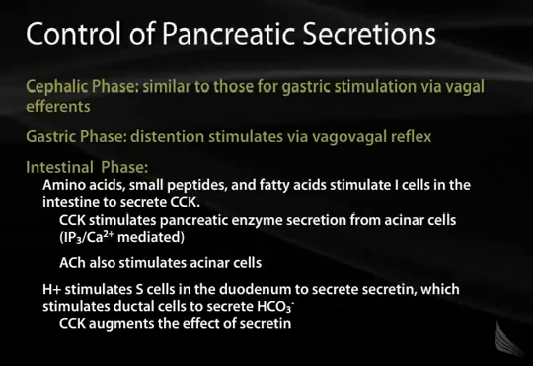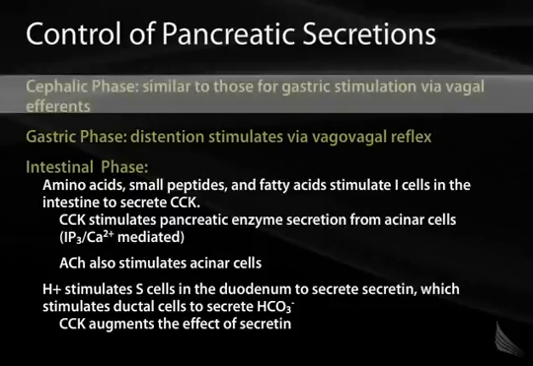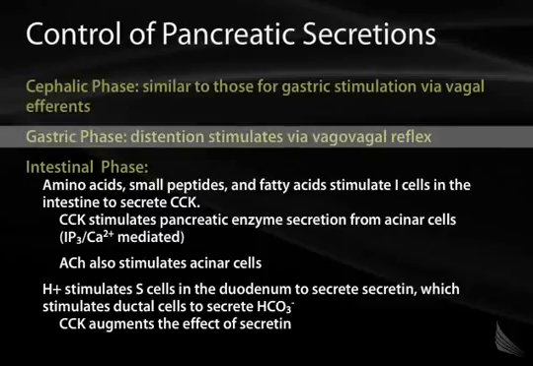There are multiple phases that control pancreatic secretion. There is the cephalic phase, which is similar to those for gastric stimulation via vagal efferents. The gastric phase occurs with distension stimulated via the vasovagal reflex. The important thing about these two phases is to understand that the pancreatic phase does not begin when food contents enter the small bowel. These phases are present as soon as food enters the oral cavity and digestion begins at that time. This is a cascade that occurs throughout the body, which is then potentiated when food enters the small bowel.